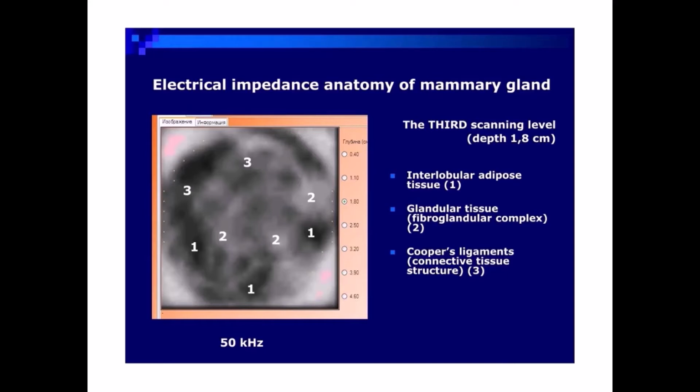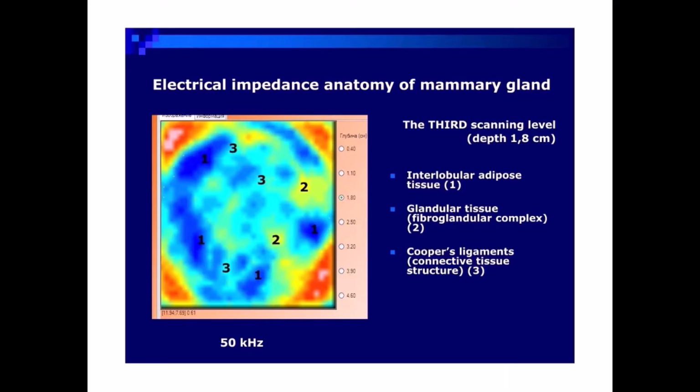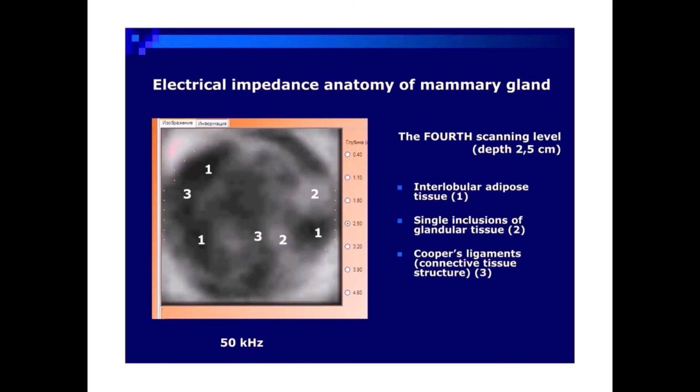50 kHz. Electrical impedance anatomy of the mammary gland. The fourth scanning level, depth 2.5 cm. Interlobular adipose tissue, 1. Single inclusions of glandular tissue, 2. Cooper's ligaments, connective tissue structure, 3.